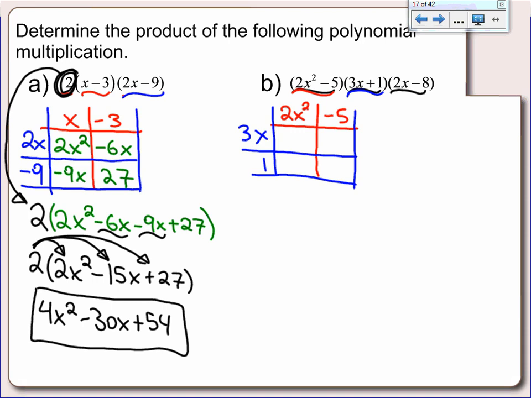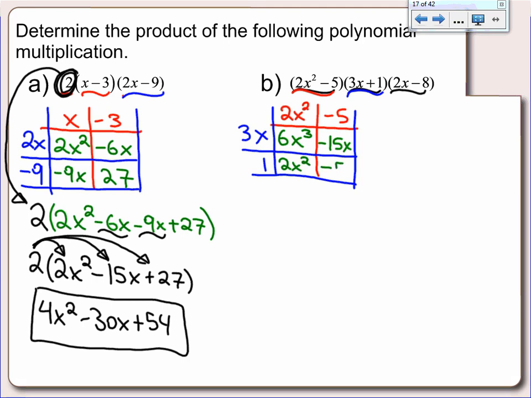2x squared times 3x is 6x cubed. So the 2 and the 3 multiply together. And then the x squared and the x become x cubed. 3x times negative 5 is negative 15x. 2x squared times 1 is 2x squared. 1 times negative 5 is negative 5.